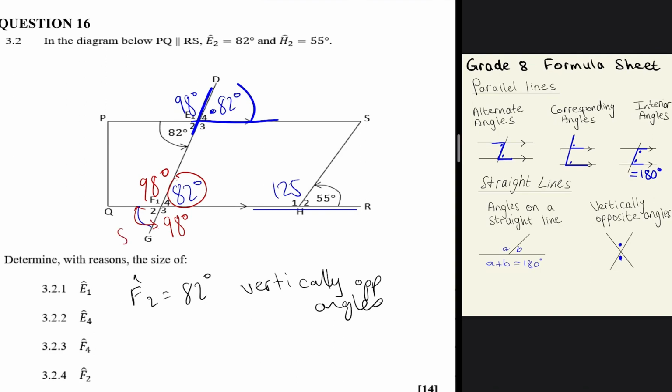This one here, as we've said, is 82. So I'm just showing you all the different ones. E3, this one here, is also equal to 98. Why? Because these are also two vertically opposite angles, because here are the two straight lines, therefore they are vertically opposite. Alright, I'm just showing you the different ones.